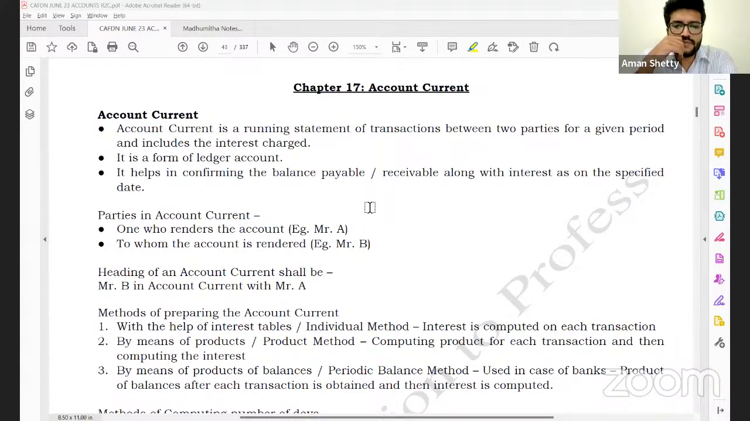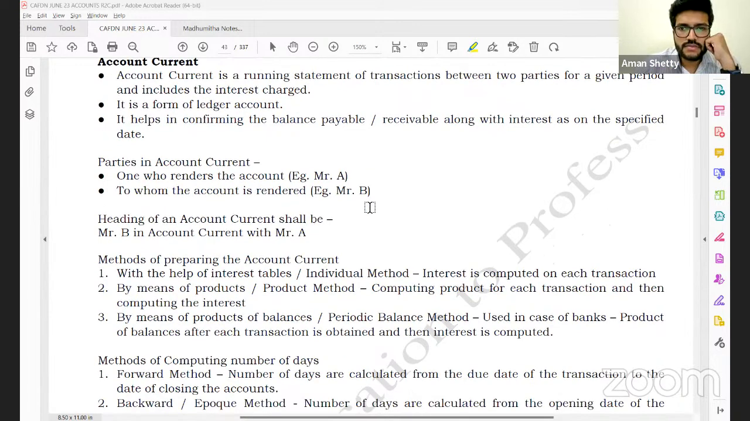Parties in account current. One who renders the account, example Mr. A, to whom the account is rendered, example Mr. B. Heading of an account current shall be Mr. B in account current with Mr. A. Methods of preparing the account current.